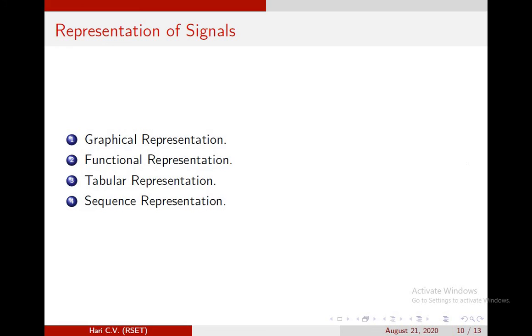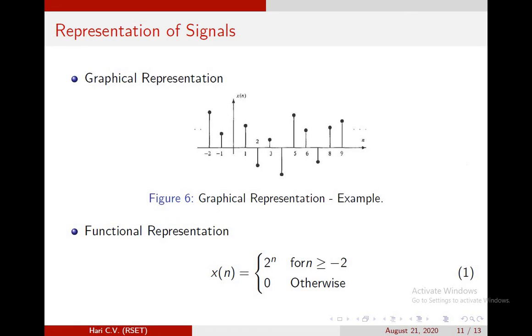The four different types of representations are graphical representation, functional representation, tabular representation and sequence representation. The graphical representation means we are representing the signal in the form of graphs. You can see figure 6. The continuous time signal can also be represented using graphical representation.